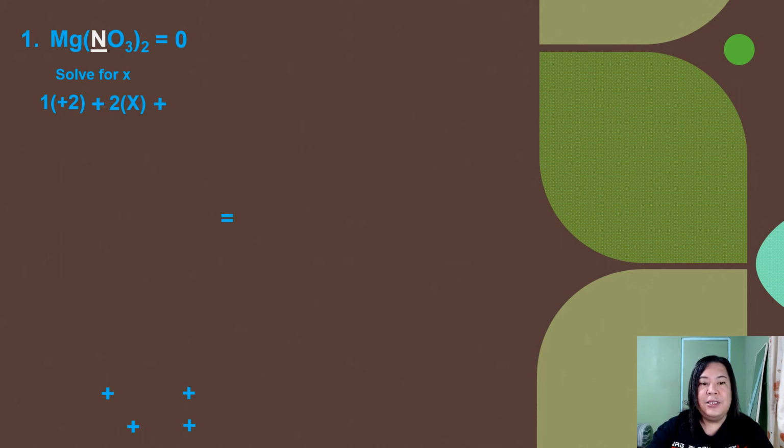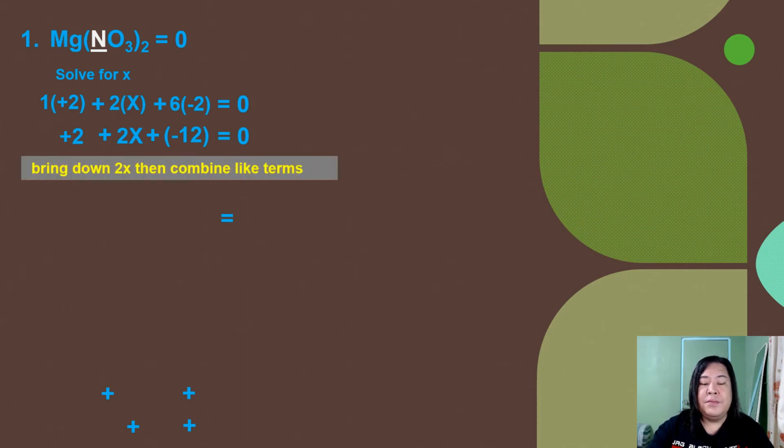And then plus, the number of atoms of oxygen is 3 times 2. That is 6 times the oxidation number of oxygen, which is negative 2. And that is equal to 0. And then perform the operation. So 1 times 2 is positive 2 plus 2x plus negative 12 equal to 0. Then combine like terms. So bring down 2x plus negative 10. Okay? So negative 12 plus positive 2, that is negative 10.